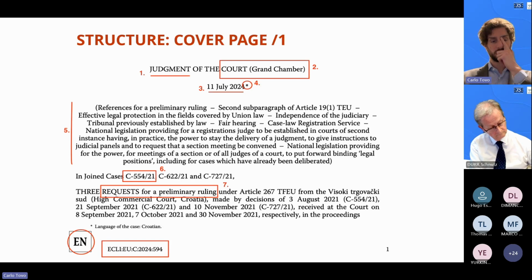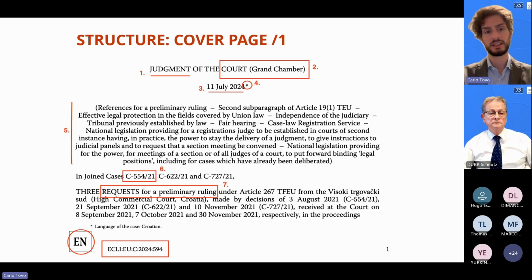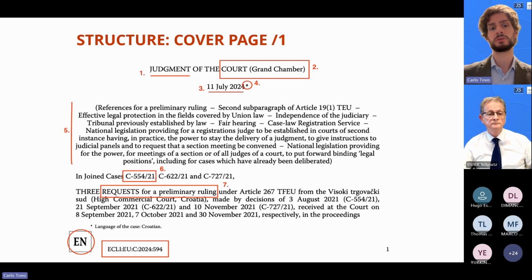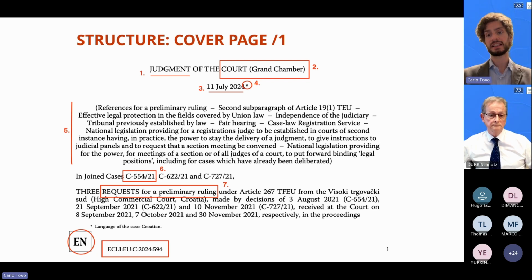So let me start with the cover page. I'll just show you one example, which is a preliminary ruling judgment, a judgment of the Court of Justice delivered on a preliminary ruling, in order for you to understand where you can find all the relevant information in the documents that are published by the court. So this is the cover page. As I said, three main parts of the Court of Justice decision. The first is the cover page. The cover page is, I would say, essential for the purpose of your hackathon, because it's where you can find all the relevant information regarding the case and its handling by the court.